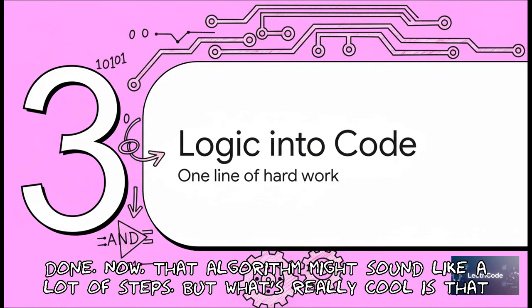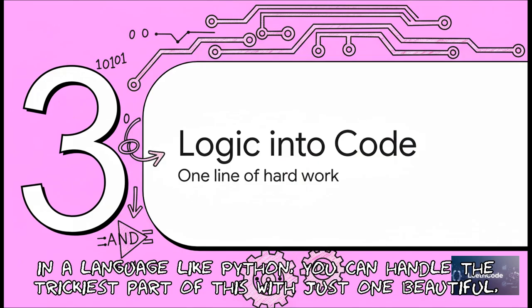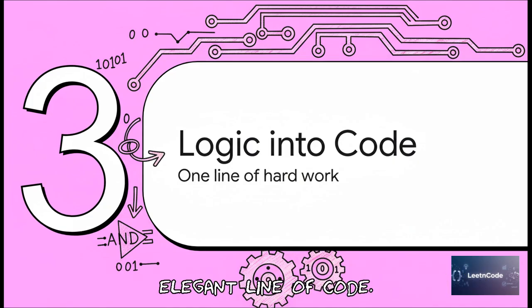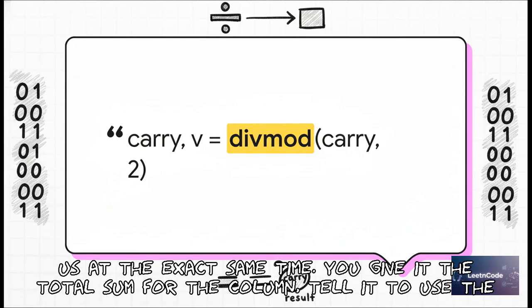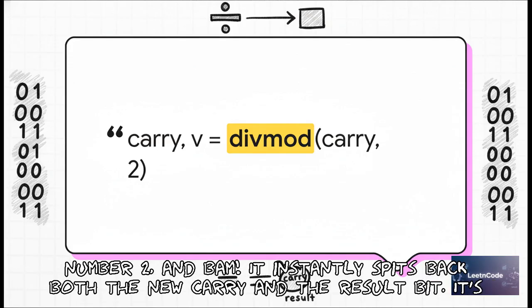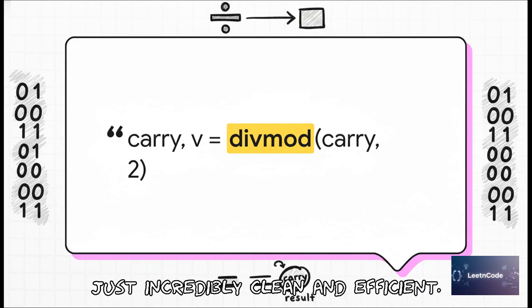Now, that algorithm might sound like a lot of steps, but what's really cool is that in a language like Python, you can handle the trickiest part of this with just one beautiful, elegant line of code. And this is it. This is where the magic happens. A function called divmod does both jobs for us at the exact same time. You give it the total sum for the column, tell it to use the number 2, and bam, it instantly spits back both the new carry and the result bit. It's just incredibly clean and efficient.